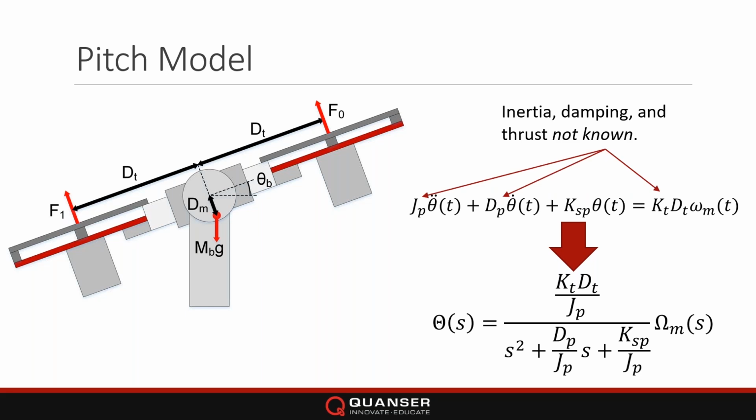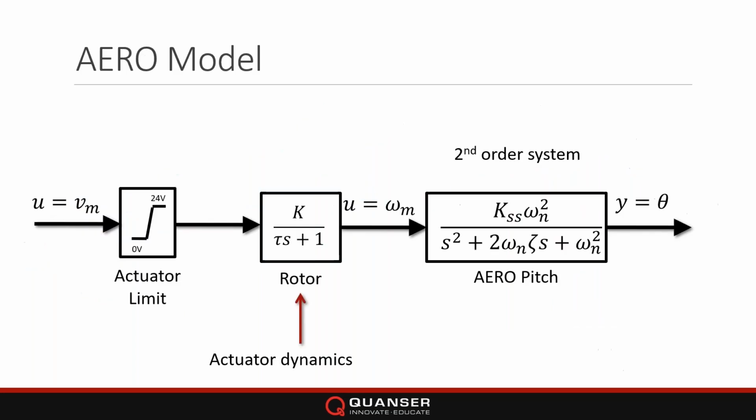However, the inertia you could find out numerically, but it might not be that accurate, so you don't really know the inertia. The damping needs to be identified. The stiffness you can find from the physical parameters. The thrust is unknown as well, so the thrust would need to be identified as well. So you've got three variables there that ideally you want to find out experimentally.